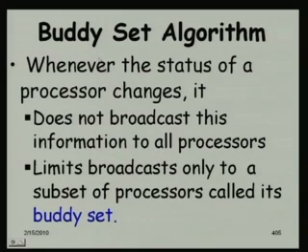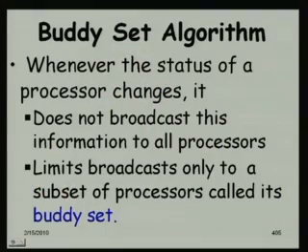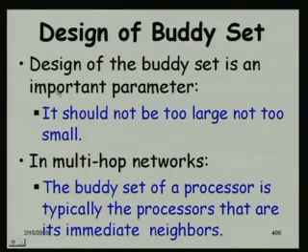Also, when the status changes, it does not really broadcast to all processors. It only sends it to a subset of the processors called the buddy set. So, the number of times it has to transmit the status information is first of all reduced, and also it is not sent to all the processors, only to a few limited processors which are called the buddies. And of course, how to find the buddy set, how to design the buddy set, we will look at that.